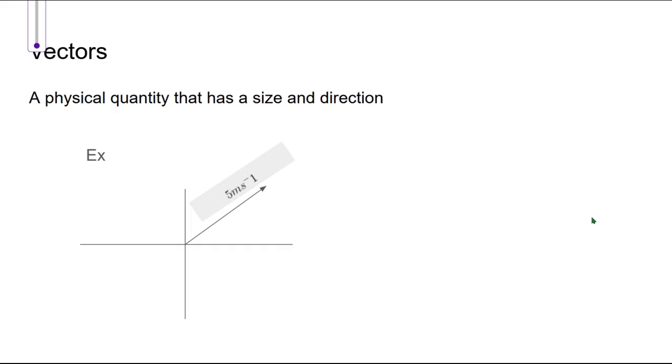Now, the magnitude of a vector is self-explanatory. It's the numeric value assigned to the vector. So let's just say there's an object that has a velocity of 5 meters per second. The magnitude of the vector will be 5 meters per second. However, the direction is a bit more complicated. Vectors are mostly always represented on a Cartesian plane.